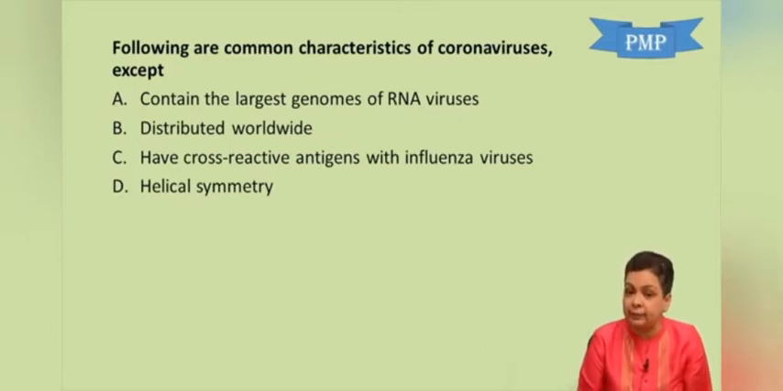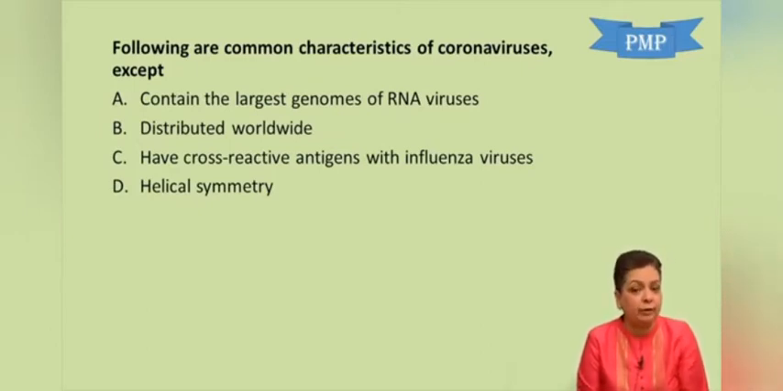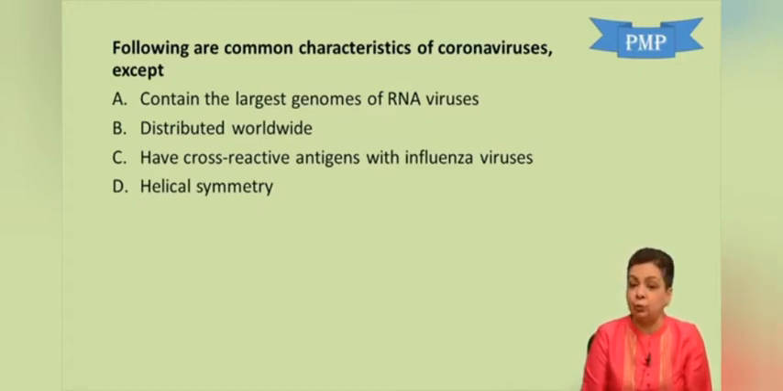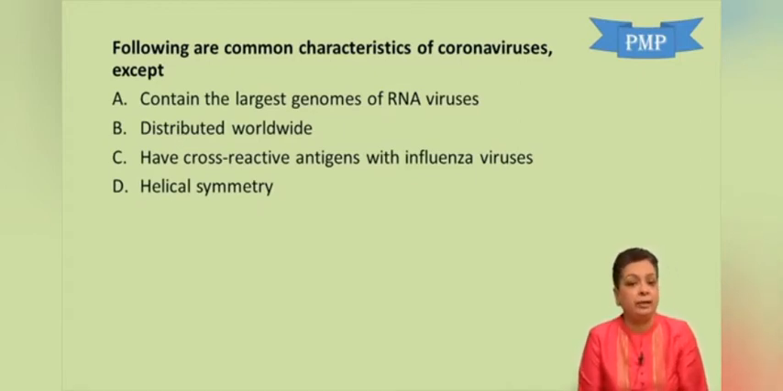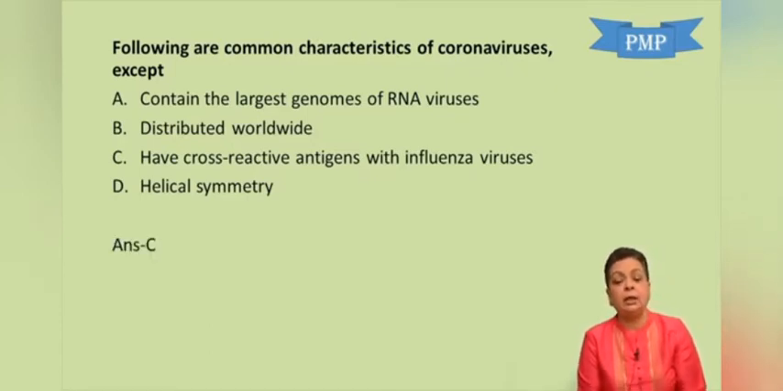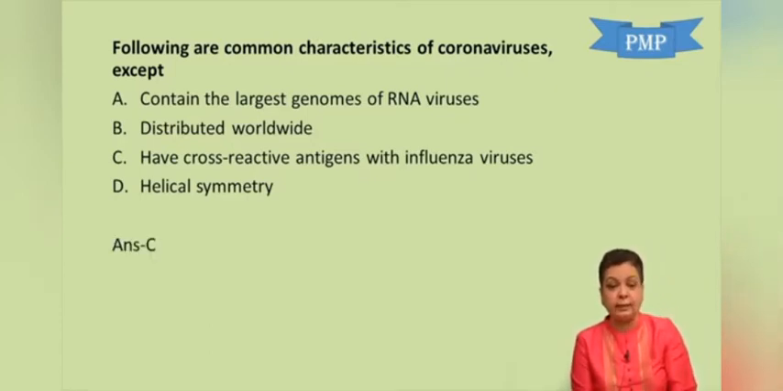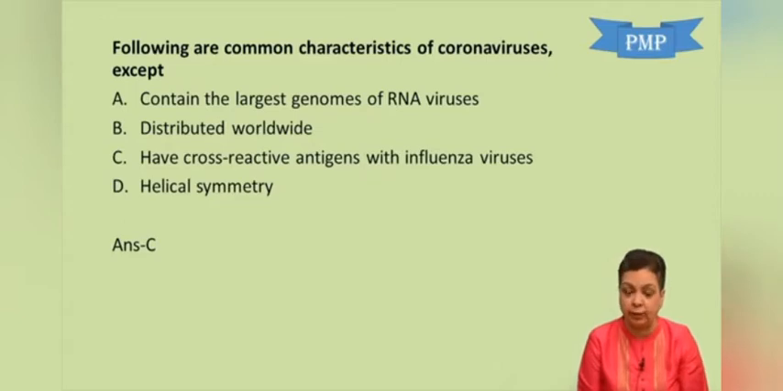Following are common characteristics of coronaviruses, except: they contain the largest genome of RNA viruses, they are distributed worldwide, have cross-reactive antigens with influenza, have a helical symmetry. Out of these, the only one which is wrong is C. They do not have cross-reactive antigens with influenza. They belong to coronaviruses, whereas influenza belongs to orthomyxoviruses.